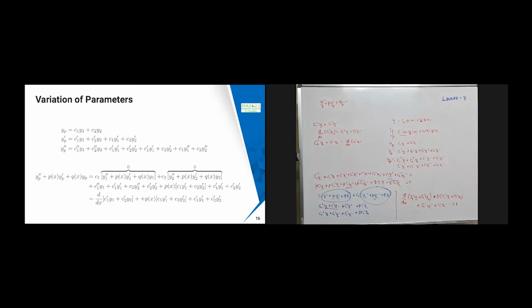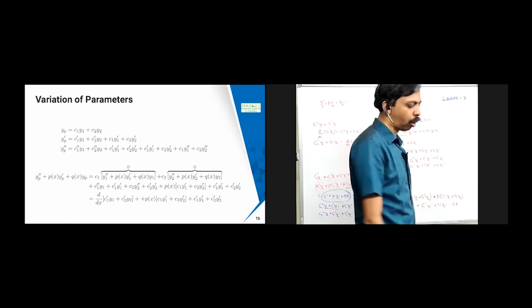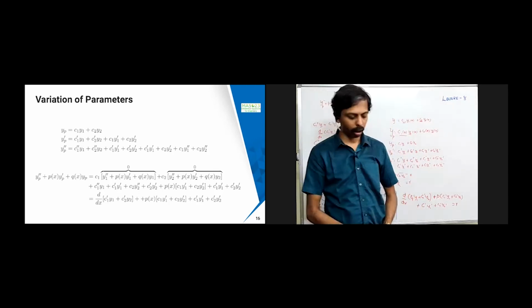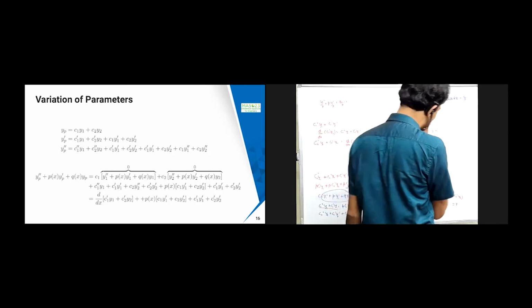Now I have 3 terms here. Now I'm going to do some manipulation and then we are going to get the solution for this problem, because I need to find what my C1 and C2 are. That's my ultimate aim. So I have to solve this and obtain the solution for C1 and C2.